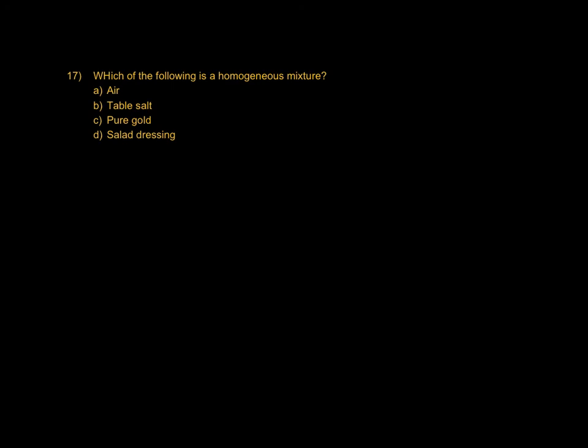Which is a homogeneous mixture. Homogeneous mixture means that it's blended evenly together and you can't really tell the pieces apart, whereas heterogeneous means it's kind of jumbled together randomly, but you can still see the pieces like a salad or a scoop of dirt. But homogeneous means you can't tell it apart. Air is a homogeneous mixture.